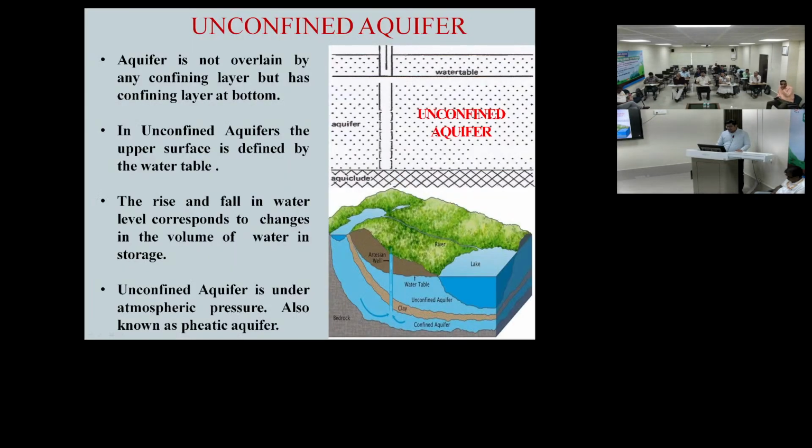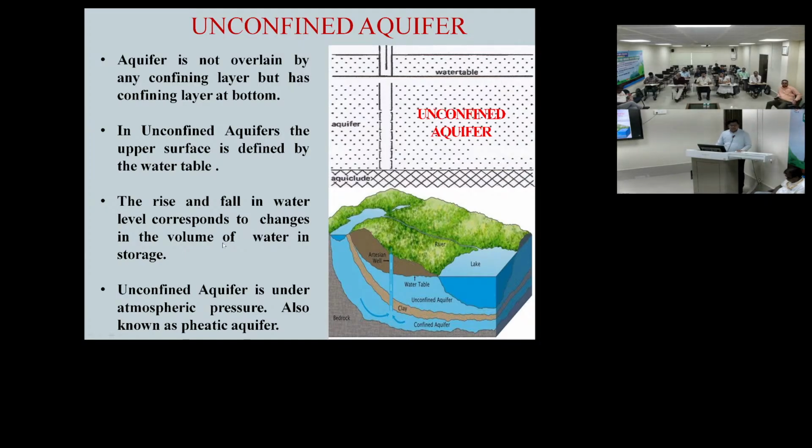Now if you see, the unconfined aquifer is not overlain by any confining layer. It is unconfined, but has a confining layer at the bottom. This whole area is sands and aquifer, and beneath is an aquiclude zone or a clay layer. In unconfined aquifers, the upper surface is defined by the water table. That is the physical surface where the water pressure is equivalent to the atmospheric pressure.